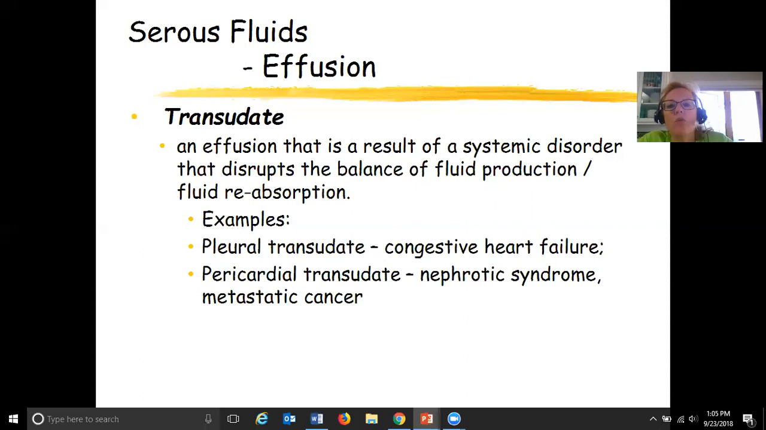A transudate is due to a systemic disorder. So it disrupts that balance between production and reabsorption. For instance, a disease such as congestive heart failure, nephrotic syndrome, or metastatic cancer. Heart failure may cause excess fluid to be around the lungs. A nephrotic syndrome or an issue with the kidneys may cause excess fluid to be around the heart, and so might cancer.